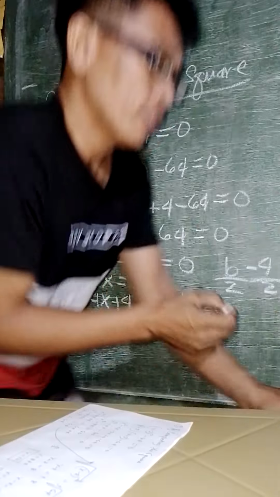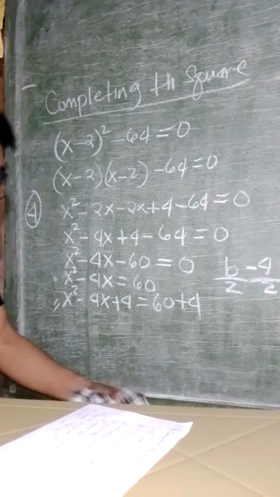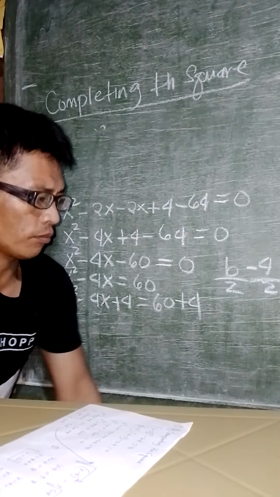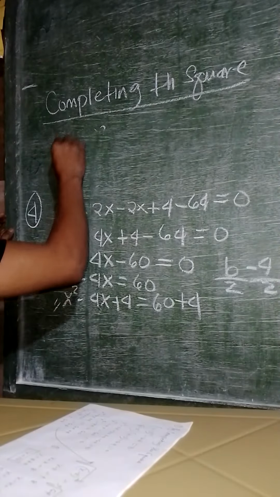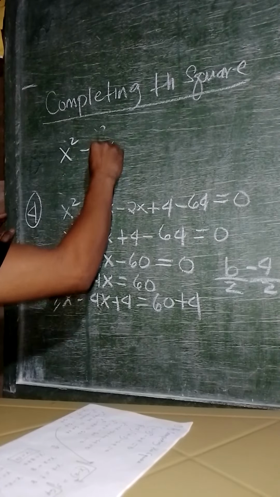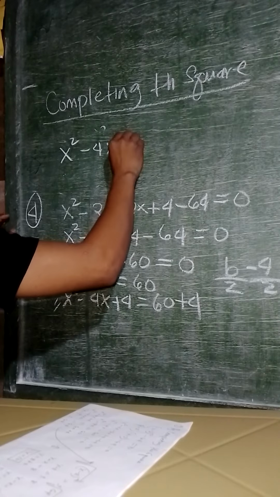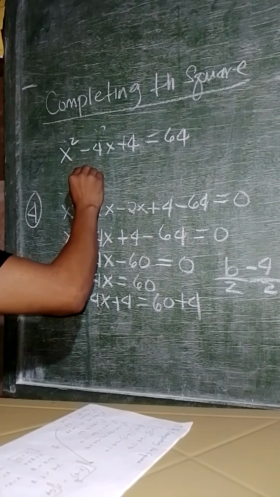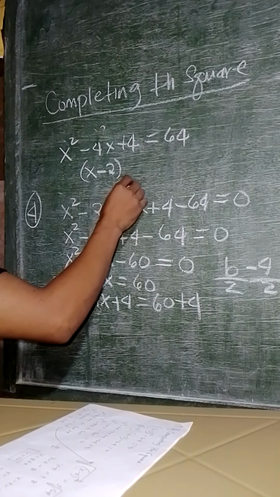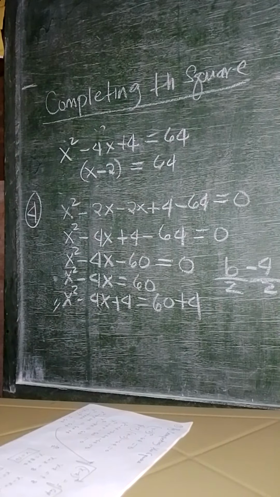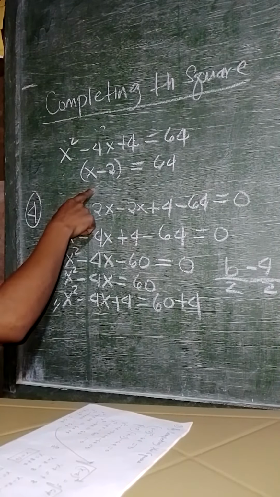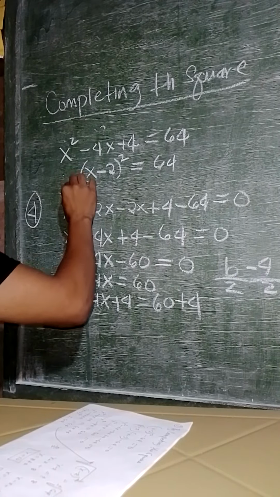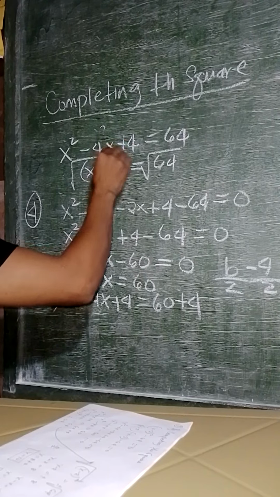Nandito na po tayo. Lipat po natin yung equation. X squared minus 4x plus 4 is equal to 64. 64 na po. So, ang factor po nito, balik po tayo kanina, is x minus 2 squared is equal to 64. Okay? So, what would be the value of x? So, gamitin po natin yung extracting. Extract po natin to.